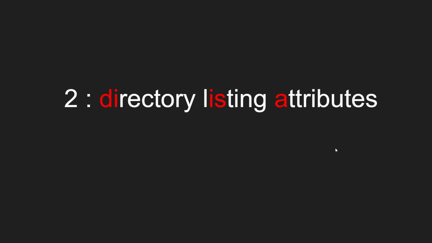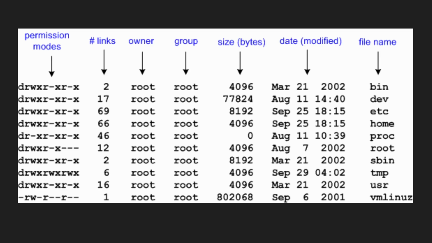So the next thing we are going to learn is the directory listing attributes. This is how my directory listing attributes look. The first thing, which is here, represents the permission mode or the file type, that is, what type of file it is.